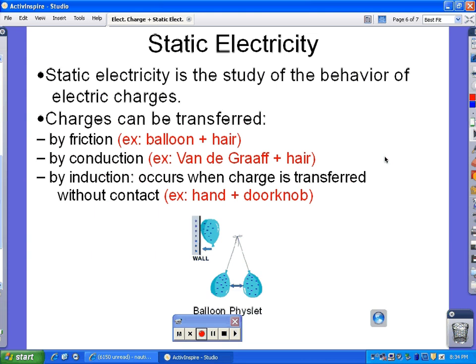We recognize that it's a force and people study it. There are 3 different ways charges can be transferred. By friction. A good example of that is a balloon and hair or a balloon and rabbit fur. You have to rub it, right? Rubbing is the key here, friction. Friction and conduction oftentimes get confusing because you think touching a balloon to hair is not going to cause the static electricity to build up on it. It does not steal the electrons.